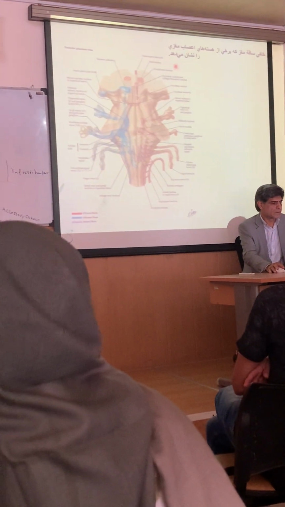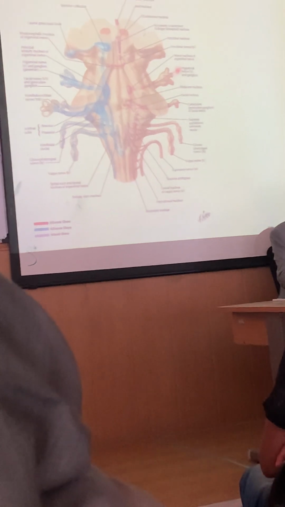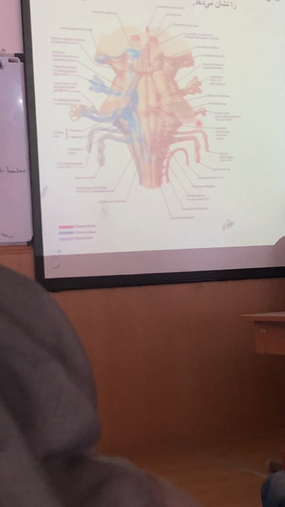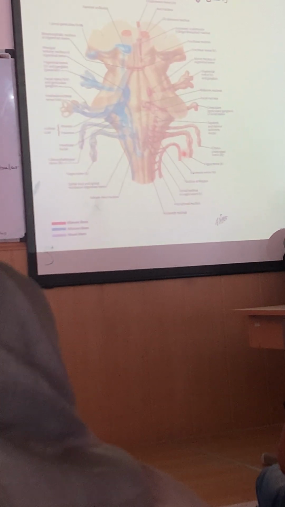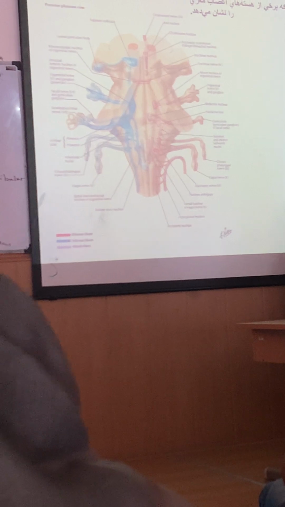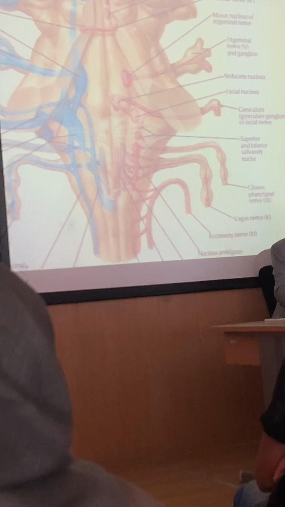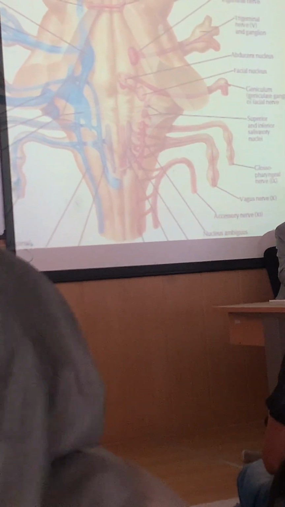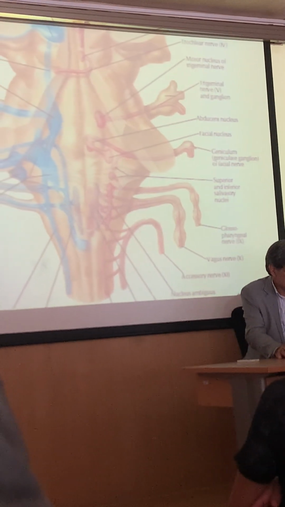Okay, oculomotor is the red nucleus, all of the nuclei. This is the trigeminal nucleus, glossopharyngeal nucleus, vagus nucleus, and nucleus ambiguus. Ambiguus is a motor nucleus, and this is the geniculate ganglion of the facial nerve.